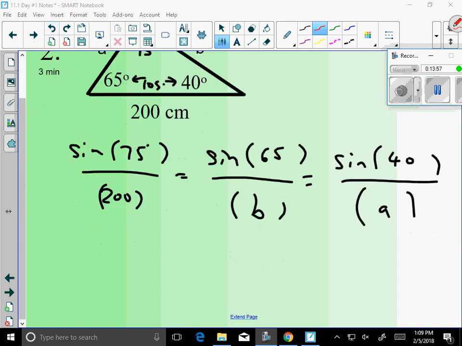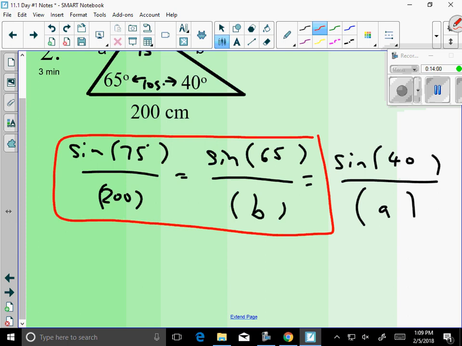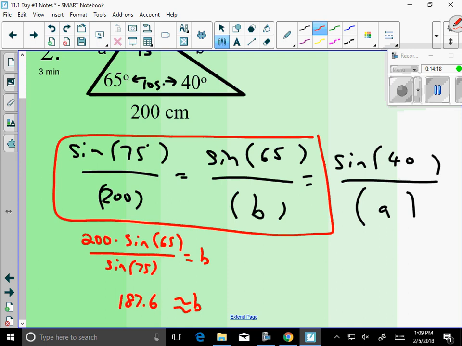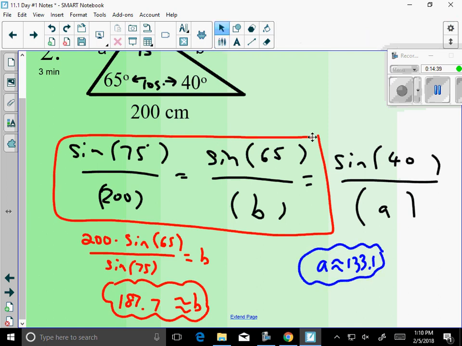Okay. Pause. Okay, so Joey did this. And Joey got himself 200 times the sine of 65. He is in degree mode. Over the sine of 75, and that's B. And Joey said B is 66.7, I don't like that. It's not 7. It's 66. Okay, somebody get A. What do you got for A? 133.09. I'm going to go 133.1.